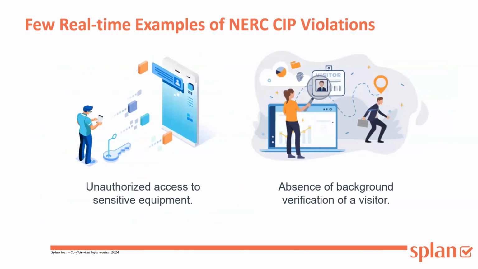Then there's a ton of real-time examples of NERC CIP violations, but really it all starts with unauthorized access, whether it's to equipment or areas. And how do we stop that from happening? The absence of background verification of a visitor. It clearly states in NERC CIP that identity verification and at least a 7-year criminal background check history is run. You have to stay on top of that, 7 years. So we're going to talk about some of those third-party platforms that help do that.